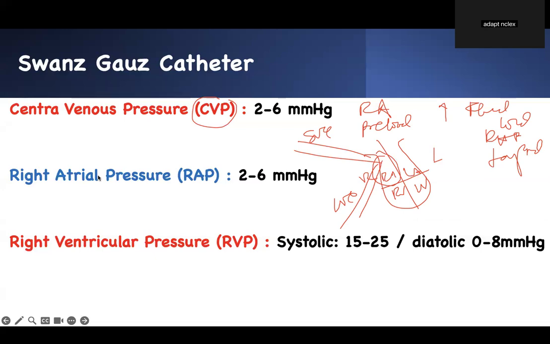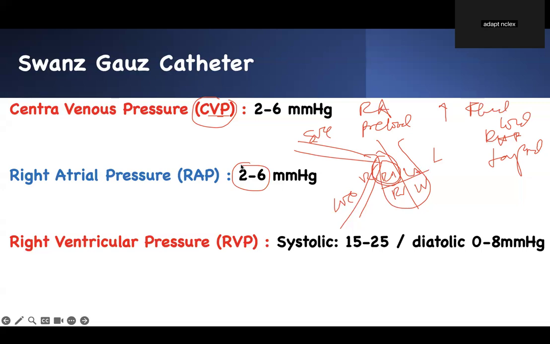Right atrial pressure. I've given you the idea. This right atrial pressure is a representation of your central venous pressure, which is coming from the superior vena cava and inferior vena cava. So your right atrial pressure has the same implication as CVP. That's why the numbers are the same. The right atrial pressure should be equivalent to the central venous pressure. And if it goes up, it means you have fluid overload, or right-sided heart failure, or tamponade. If it decreases, your fluid status is very low.